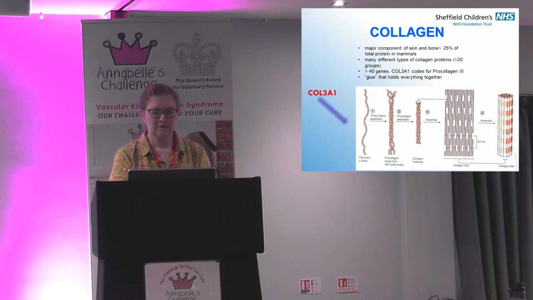So as I said, it's a major component of the body tissues. It forms the scaffolding holding tissues together and is 25% of the total protein in mammals. There are many different types of collagen or proteins, more than 20 different groups, and these are coded for by more than 40 different genes.